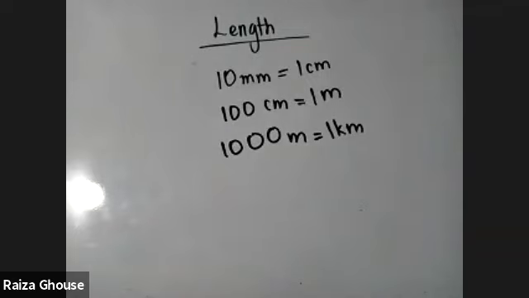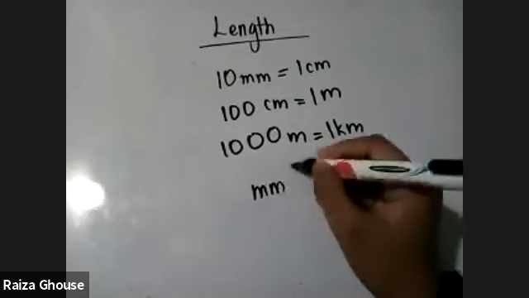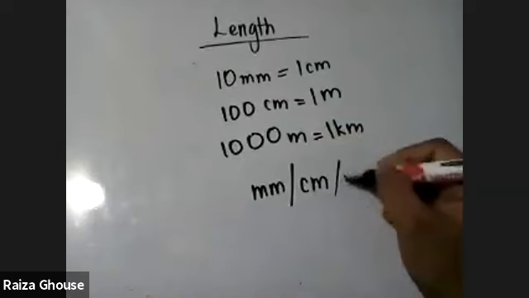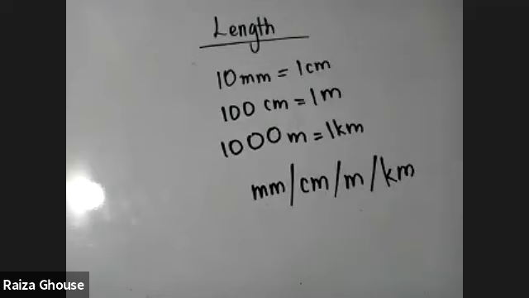So these basic relationships you should know. And the units we can use in perimeter are also the same thing. What are the units we can use here? Millimeter, centimeter, meter, kilometer, right? Like this, these units can be used. So this is the first thing.